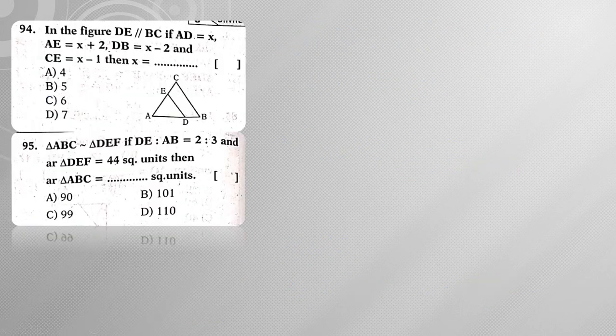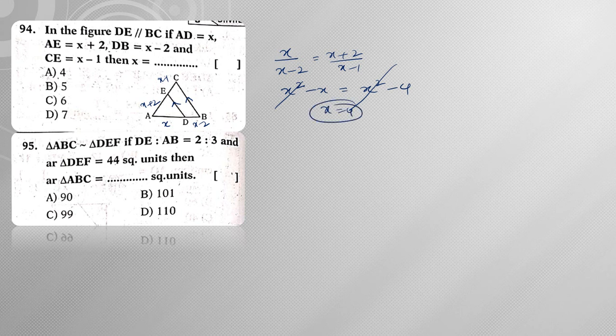94. So in the figure, DE is parallel to BC. If AD is equal to X, AE is equal to X plus 2, DB is equal to X minus 2, and CE is equal to X minus 1, then what is the value of X? Right, since he has given DE is parallel to BC, we can apply basic proportionality theorem. So we can say X by X minus 2 is equal to X plus 2 by X minus 1. So when you do cross multiplication, X square minus X is equal to X square minus 4. So X square gets cancelled. So from this X is equal to 4 is my answer.